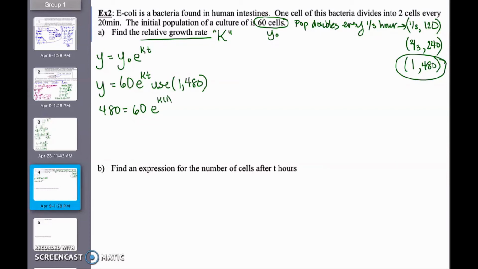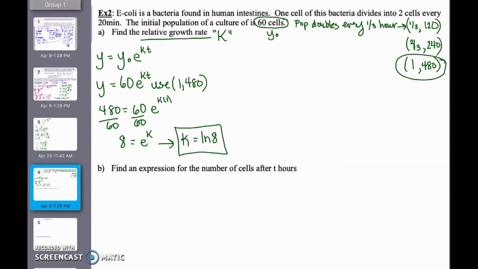Okay. And then I do the math. So if I divide by 60, I end up with 8 is equal to e to the k power. And if I want to get that k out of the exponent, I have to do the natural log of both sides of the equal sign. So I end up with k is going to be equal to the natural log of 8. So that's the answer to part A. That right there is my relative growth rate.